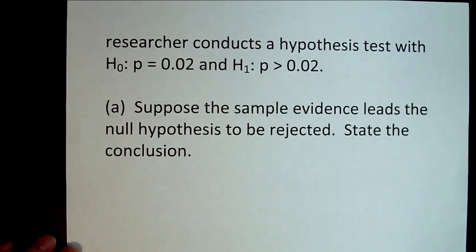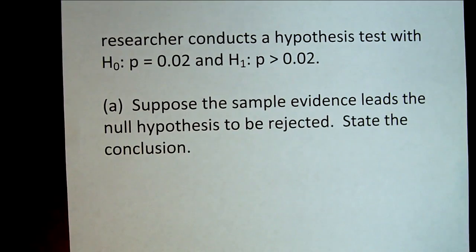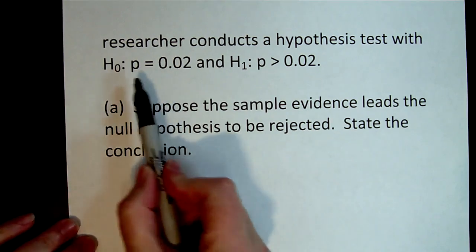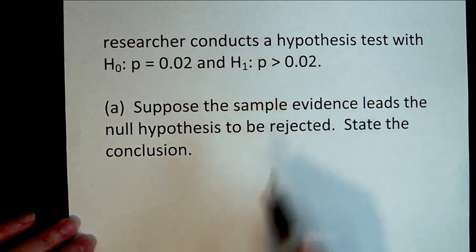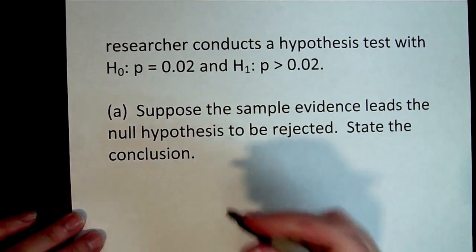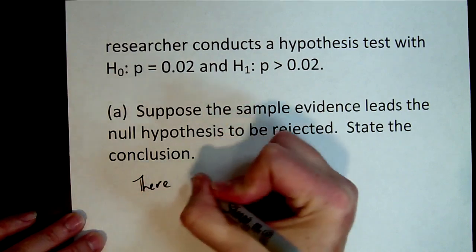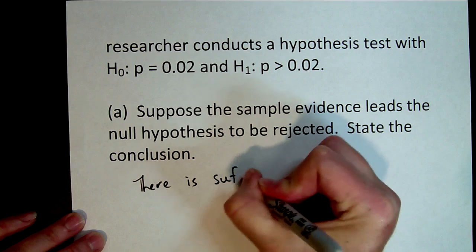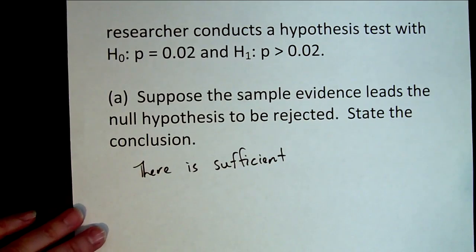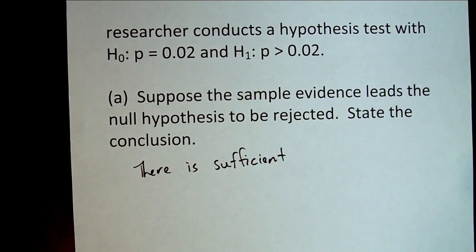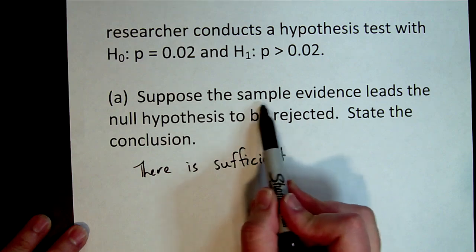Welcome back. So let's see if we can craft some good conclusions here for these hypothesis tests. Suppose the evidence leads the null hypothesis to be rejected. So we're going to say that we believe the alternate hypothesis is true. And the way we're going to say it is there is sufficient evidence. We never say we've proved anything because we haven't. We've just gathered evidence based on a sample.